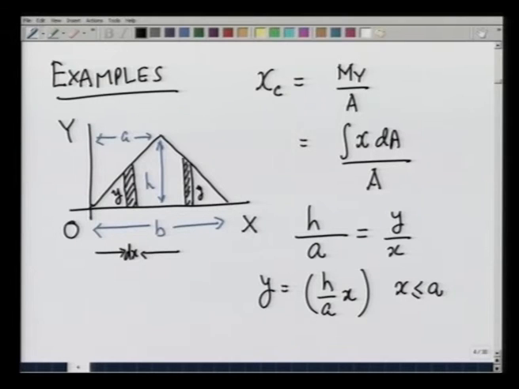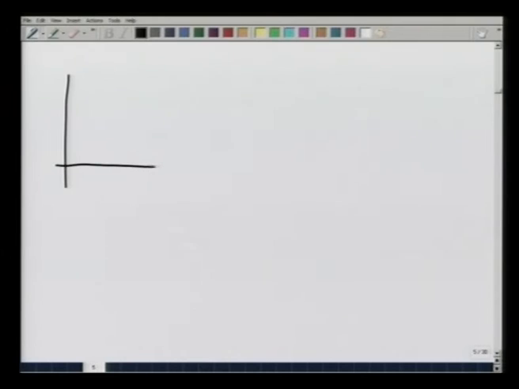Let me now go on to the next page, so that calculations become more clear. This is the y axis, x axis, this is the triangle, this is b, this is a, this is h. One strip I took here, other strip I am taking here.